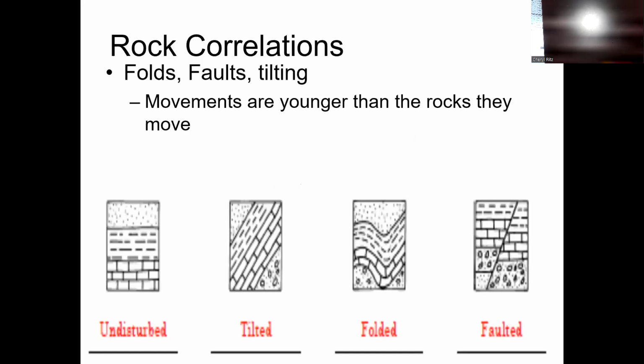Okay, two more words then. So don't do this rock correlation part. That's just the title of the whole page right here. Folds, faults, and tilting. We have said this a bunch. I'm not sure we've ever written it. Folds, faults, and tilting: the movements are younger than the rocks they move. So the fault happens after the rocks. The fold happens after the rock.